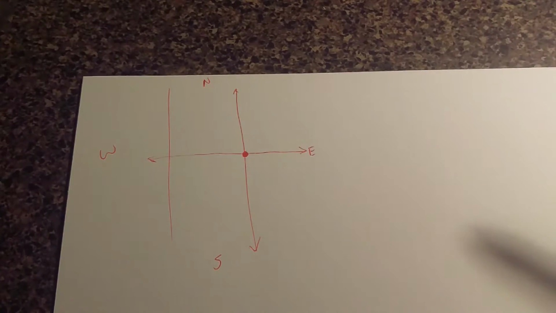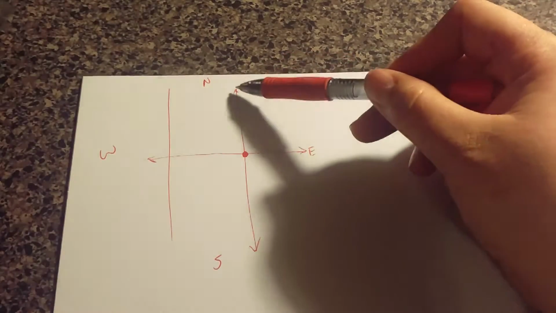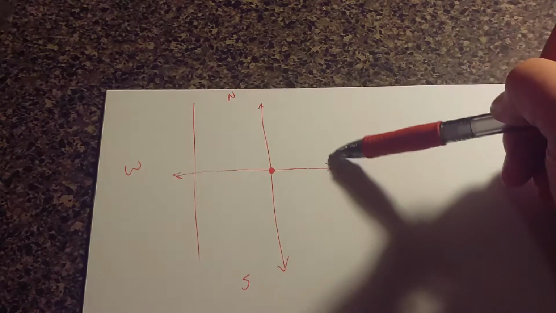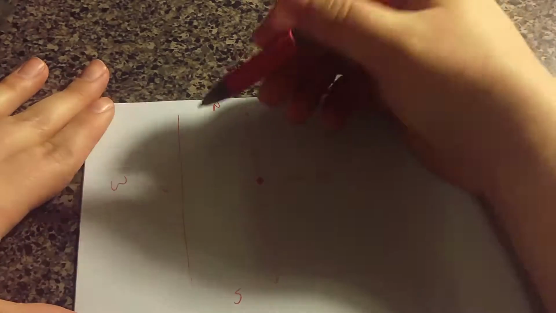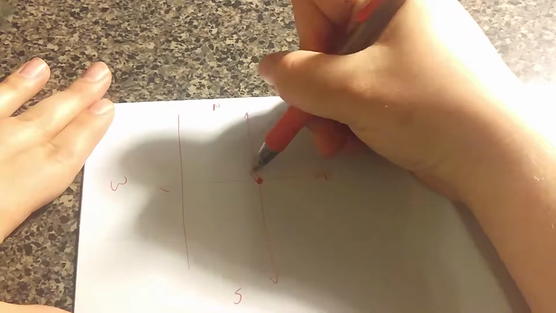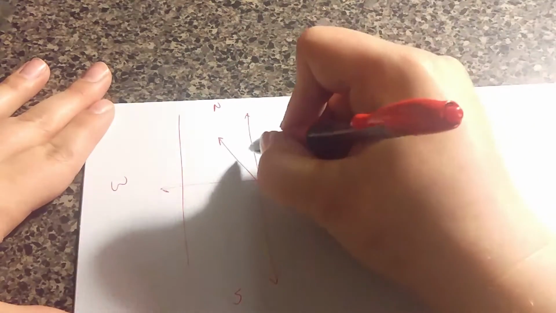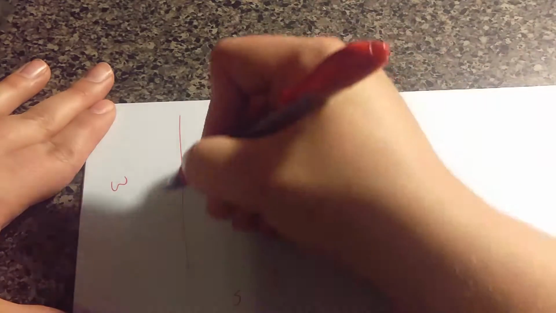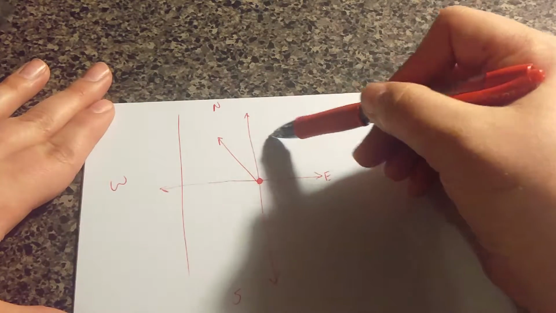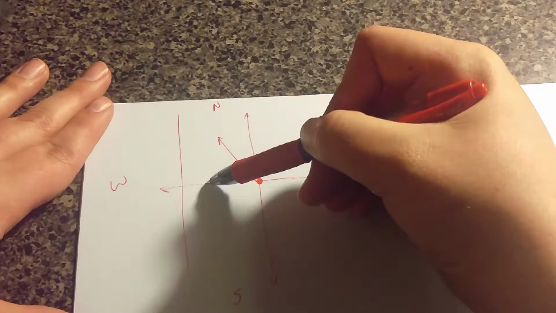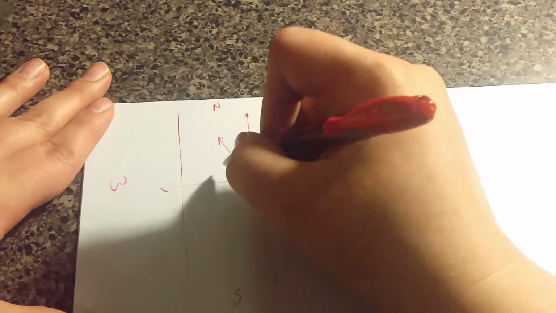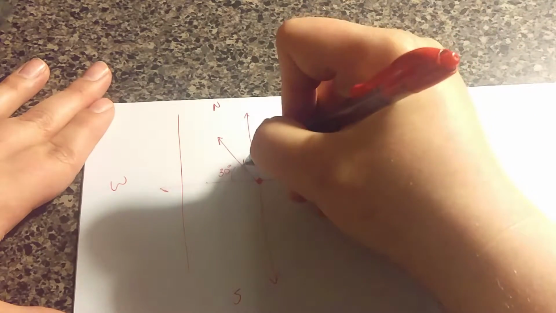So he's leaving the east side. He has a bearing of 300 degrees. So I go from north around 300. So that means he's going to be going north. And if this is 300 and this is 90, 180, 270, that means this gap right here is 30 degrees. And this one is 60 degrees.